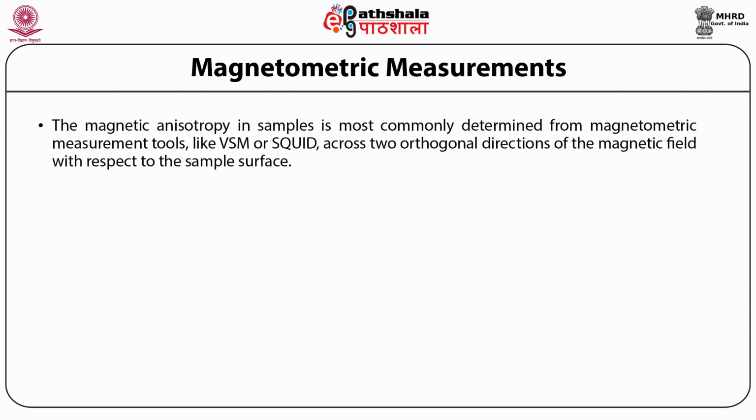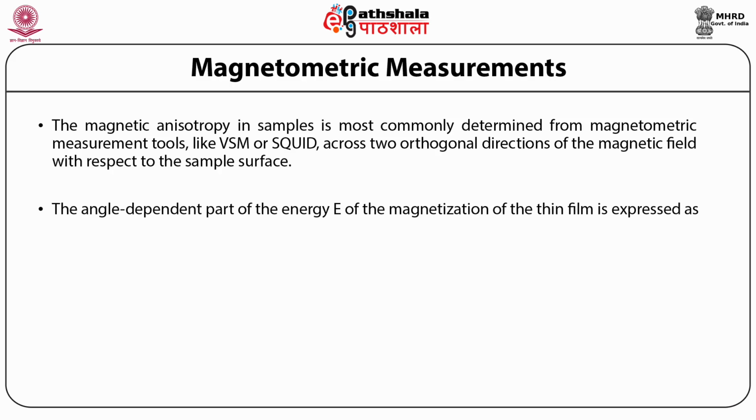The magnetic anisotropy in samples is most commonly determined from magnetometric measurement tools like VSM or SQUID across two orthogonal directions of the magnetic field with respect to the sample surface. The angle-dependent part of the energy E of the magnetization of a thin film is expressed as E equals within the brackets minus Ki plus 1 by 2 into mu naught Ms square, brackets close, into cos square theta minus mu naught Ms into H into cos of phi minus theta.